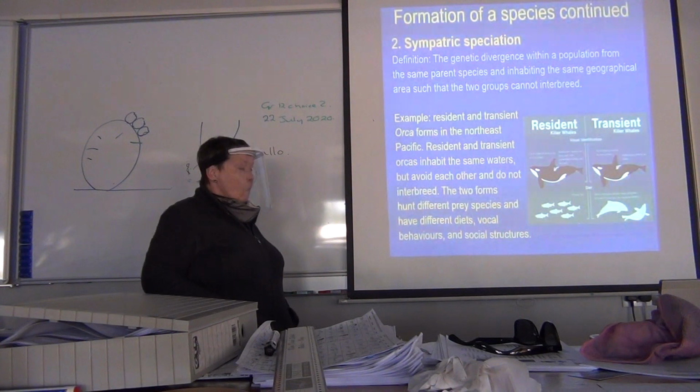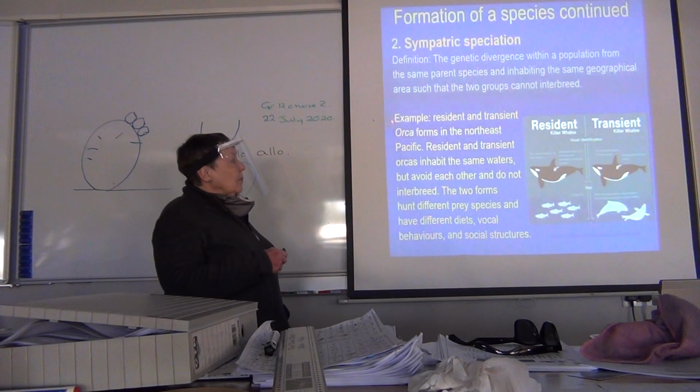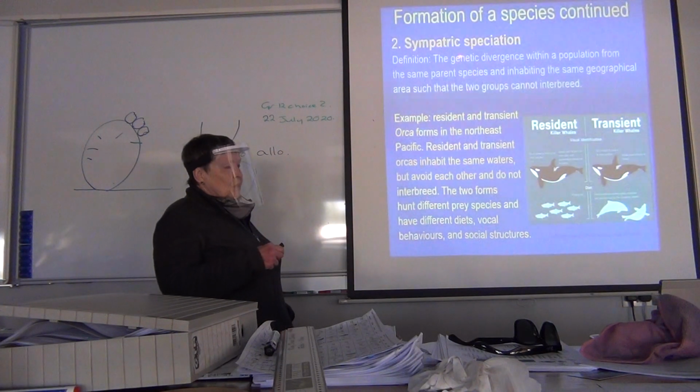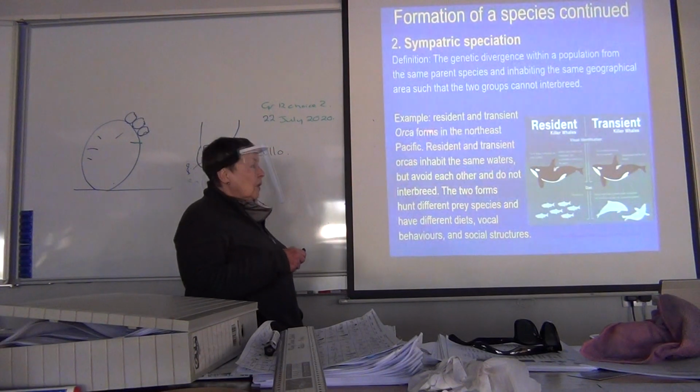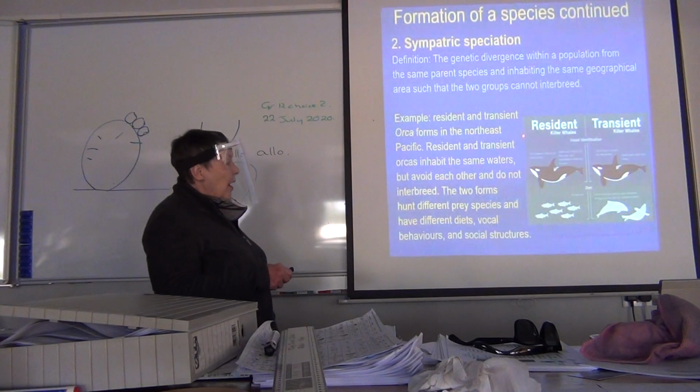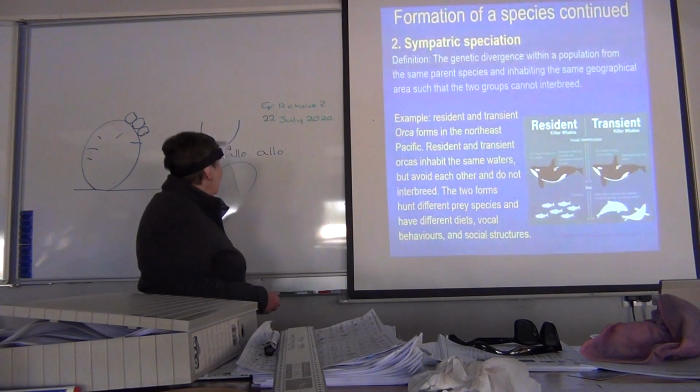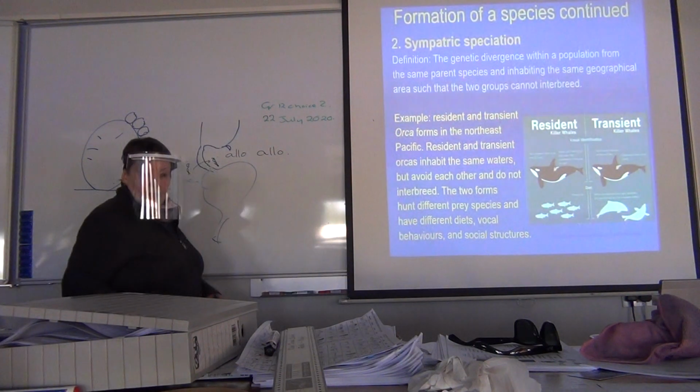Okay, all right. A second example of sympatric speciation is orca whales. Now you know that orca whales are killer whales, and a lot of them live, I'll just add to my map.